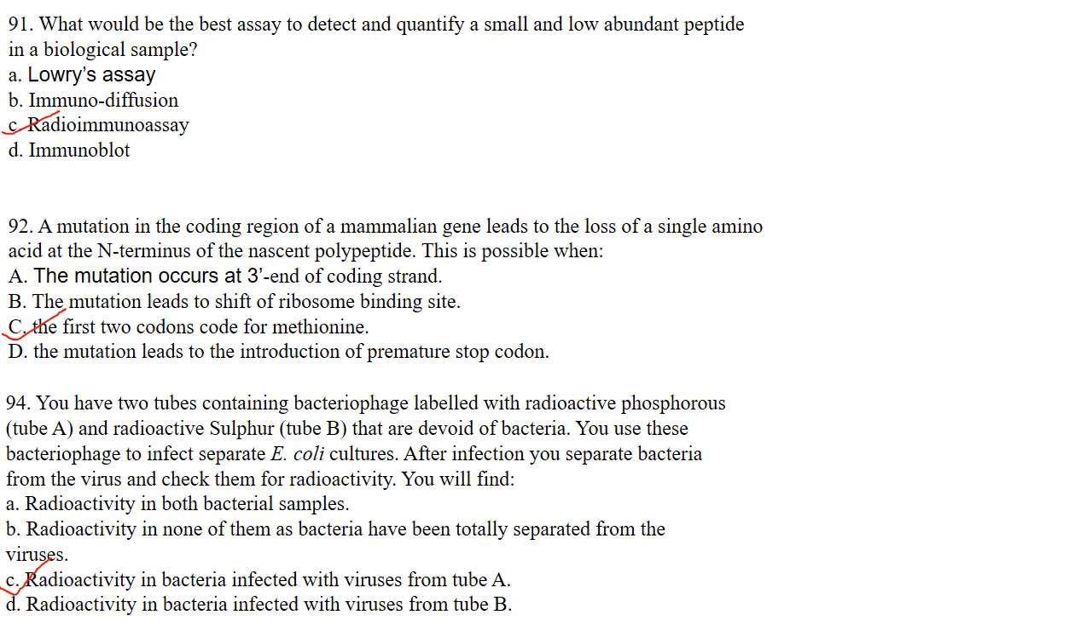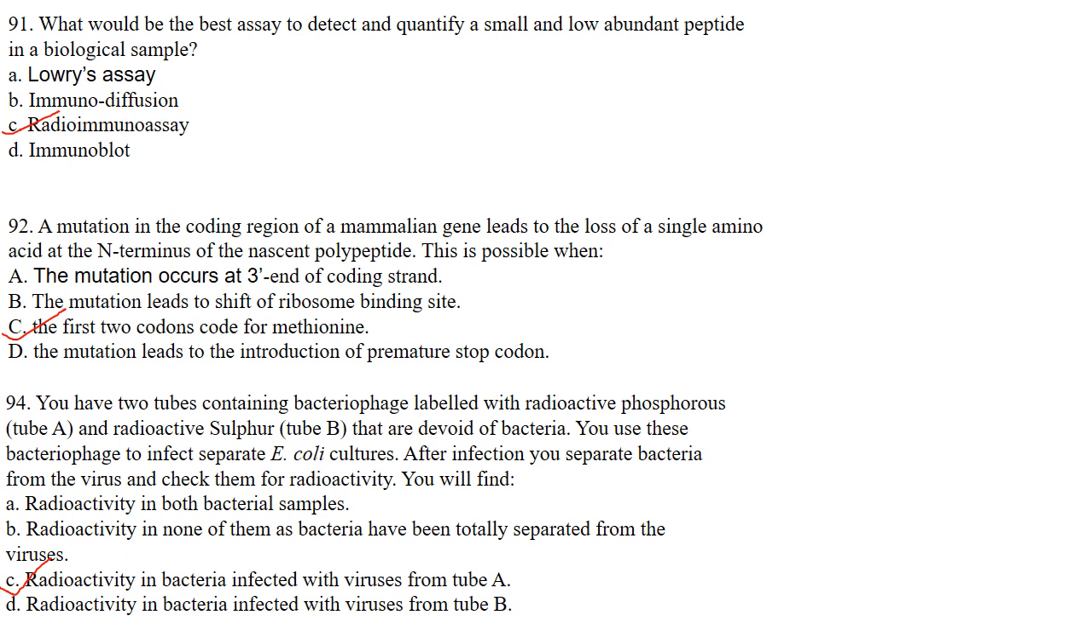A mutation in the coding region of a mammalian gene leads to a loss of a single amino acid at the N-terminus of the nascent polypeptide. This is possible when? So there has been a mutation in the coding region, and even then a nascent polypeptide has been synthesized. We know that the amino acid at the N-terminus is methionine.